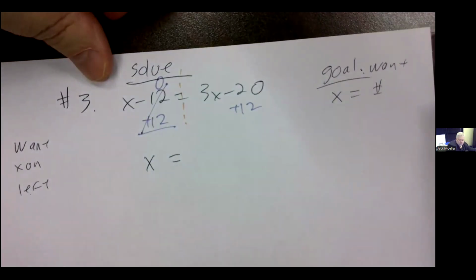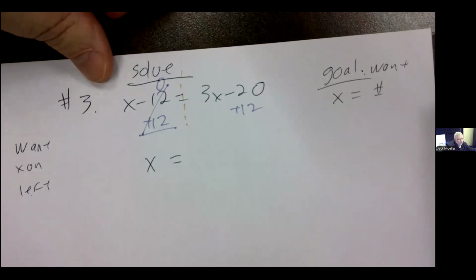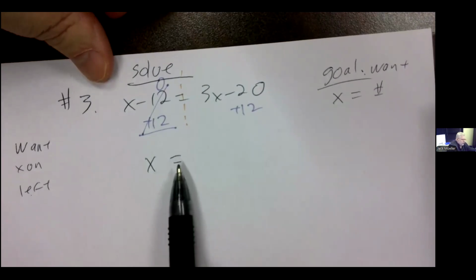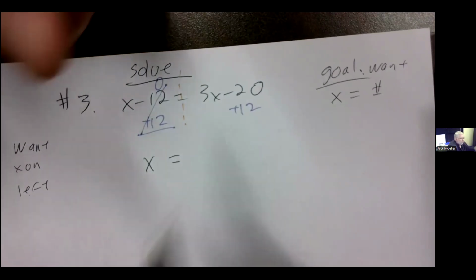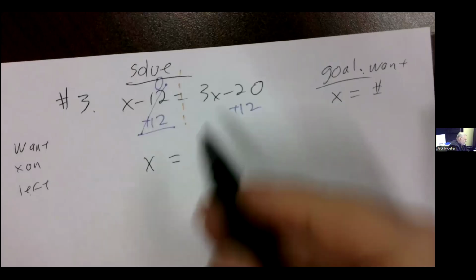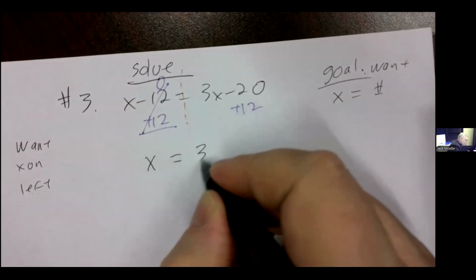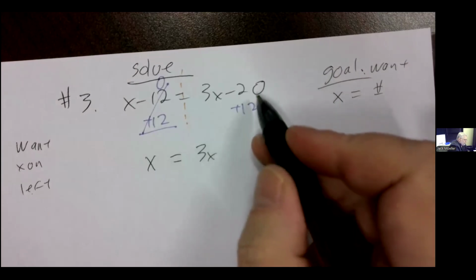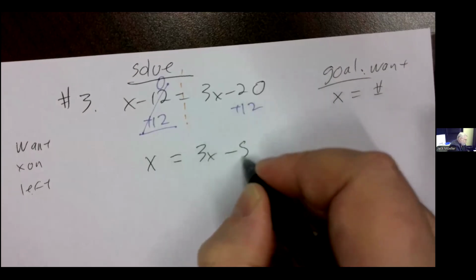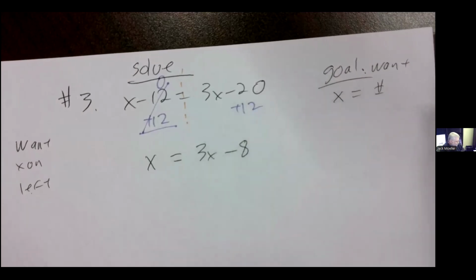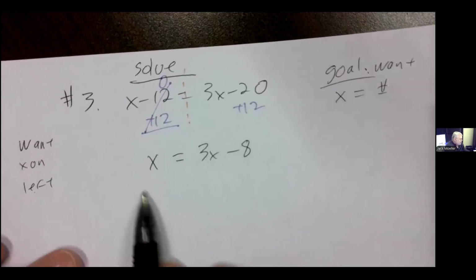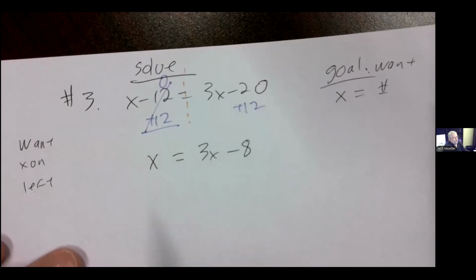Don't lose your equal sign, particularly for people who are rusty. A lot of times that disappears and gets lost. You always need two sides of an equal sign. Over here on the right, we've got 3x, and then minus 20 plus 12 goes to minus 8. Okay, so now we need to move 3x over to the left. And so how do you do that?